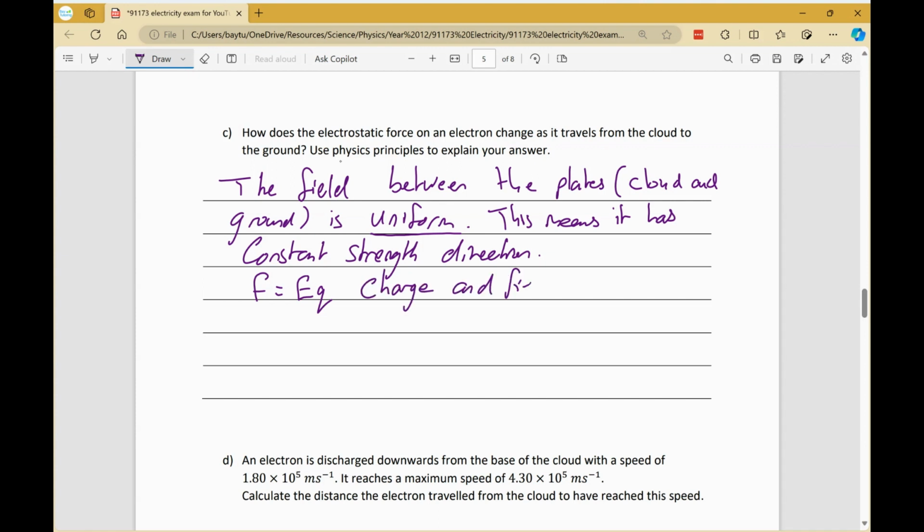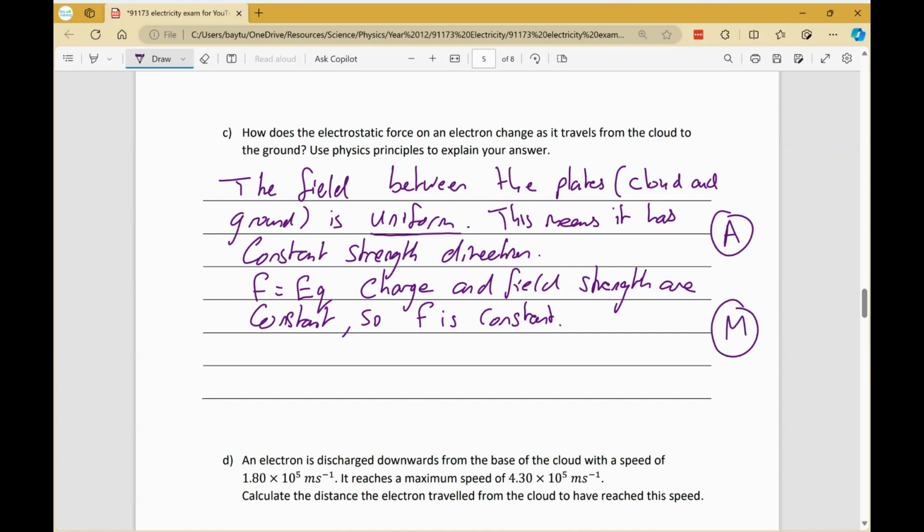So charge and field strength are constant, so not changing. So the force is constant. All right. As I said before, that is a merit question. If you get this first part, that is achieved. And for merit, you need both parts.